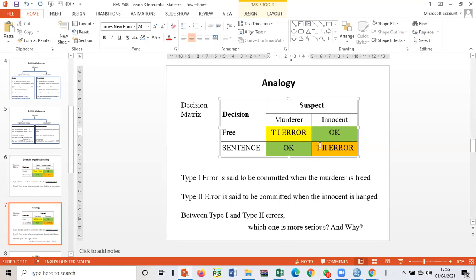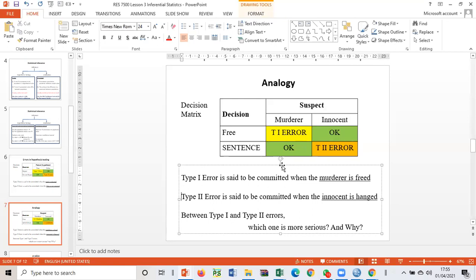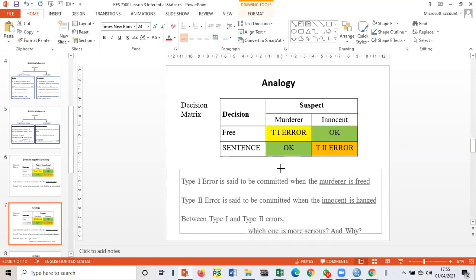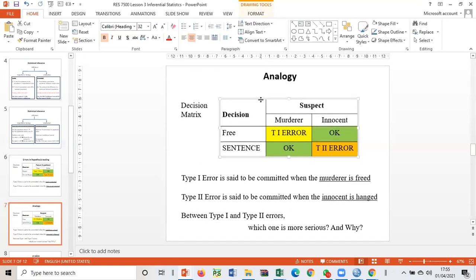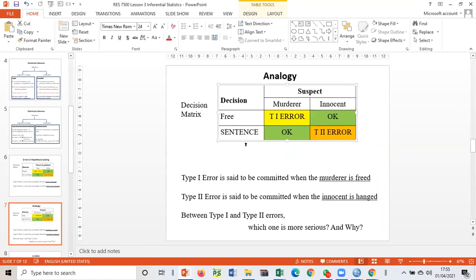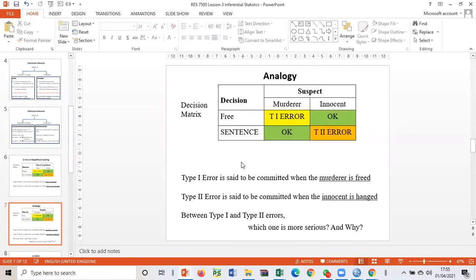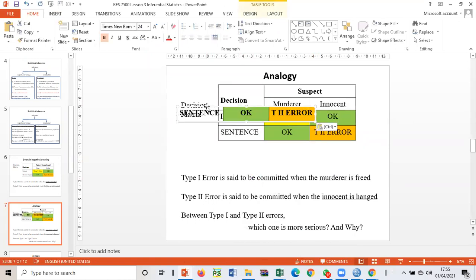Now, between these two, which is more serious? Type 1 or type 2 error? Both are dangerous actually. Which is more serious? Type 2? The innocent being hanged is more serious? Or type 1? Tell me, which is more serious? I think type 2. The type 2 error means you are sentencing the innocent. You know what I'm telling?